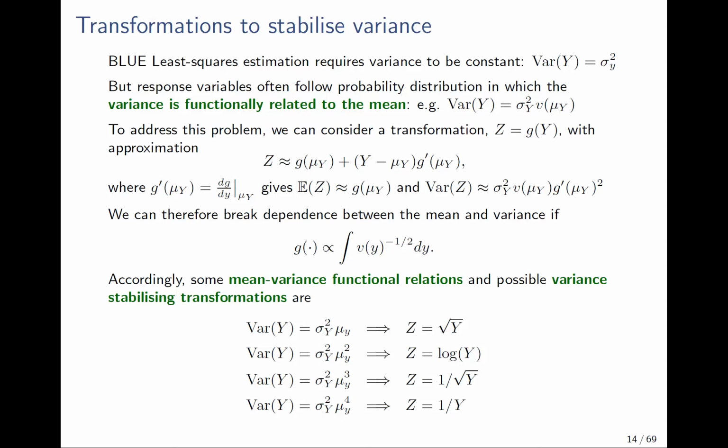The difficulty in practice, of course, is that we often don't know the mean variance relationship, and that limits the applicability of the transformation approach to stabilize variance. And that's why generalized linear models that we're going to look at in lecture 7 are often a better approach. But these transformations are still used, they are still important, and we're going to work through some examples of this in the tutorial.